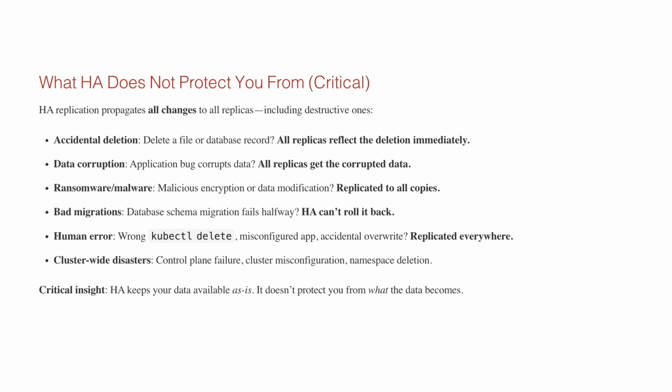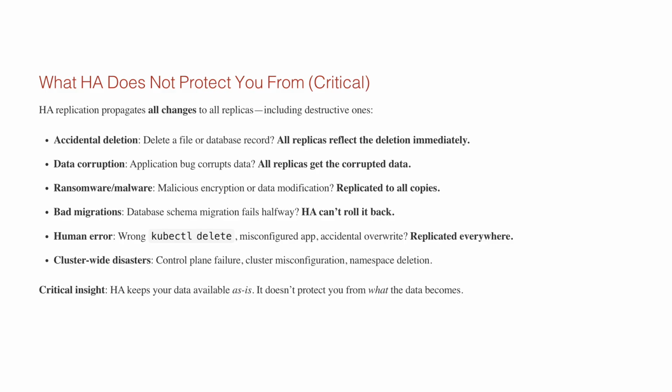However, HA does not protect you from several critical scenarios. HA replication propagates all changes to all replicas, including destructive ones. For example, if you accidentally delete a file or database record, all replicas reflect the deletion immediately. If an application bug corrupts data, all replicas get the corrupted data. Ransomware or malware that encrypts or modifies your data is replicated to all copies. Bad migrations, human errors, and cluster-wide disasters are all scenarios that HA cannot protect against.